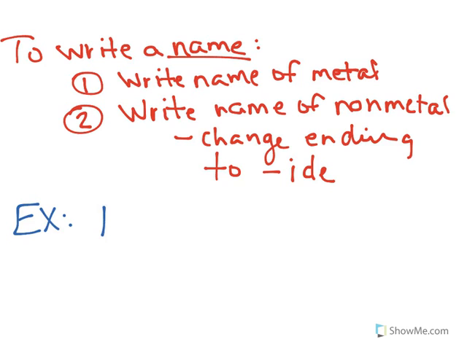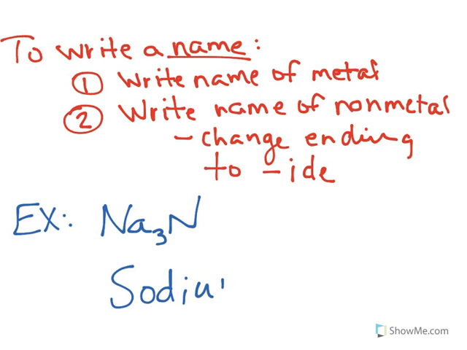If I have Na3N, that's going to be Na is sodium, so I write the name of the metal, and then N is nitrogen, so I would write nitrogen, and then I'm going to dump the ending, so I'm going to get rid of the ogen, and I'm going to add in its place IDE. So this would be sodium nitride. Okay, let's do another one.